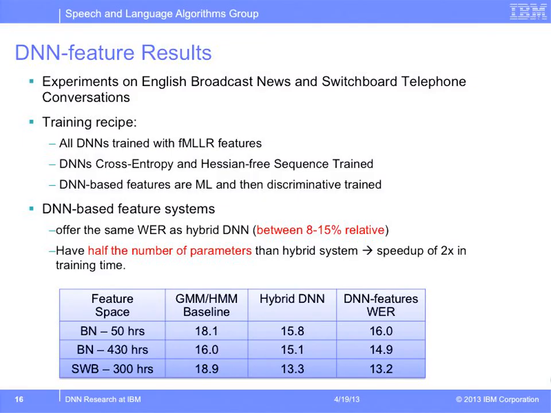But more importantly, what you can see is that the hybrid DNN and the DNN features have a very similar word error rate. Sometimes you might find the DNN features are 0.1 or 0.2 worse than the hybrid, or 0.1 or 0.2 better, but they're all about the same. So we can achieve the same performance as the hybrid DNN with far fewer parameters, because by using a network with 512 output targets rather than the switchboard system, for example, which is 9300, that results in a 50% reduction in the number of parameters, or a 2 times speed up.